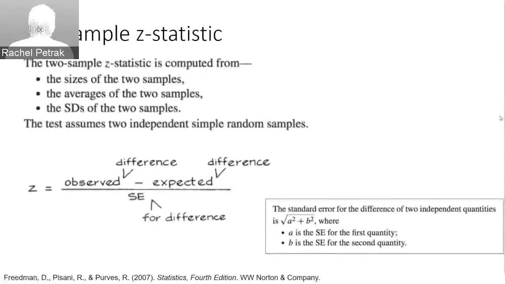The two sample Z statistic is incredibly similar to the Z statistic we had before, except now we have the observed difference minus the expected difference, and the SE for the difference. So this is all just recast in terms of the differences, and you need the sizes of the two samples, the averages of the two samples, and the standard deviation of the two samples. You need all that information in order to use a two sample Z statistic.